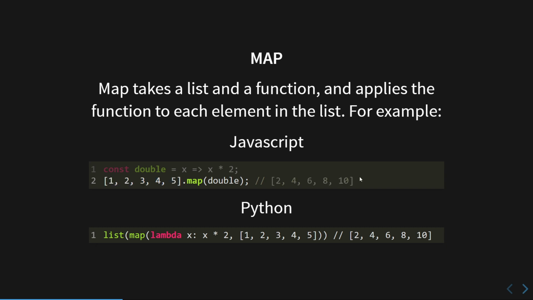You can see the Python example as well, that it's pretty much identical. The only difference is it's not on the array prototype because Python doesn't have that, so you have to call it like a normal function. And also map returns a map in Python, so you have to convert it to a list before you can print it out.